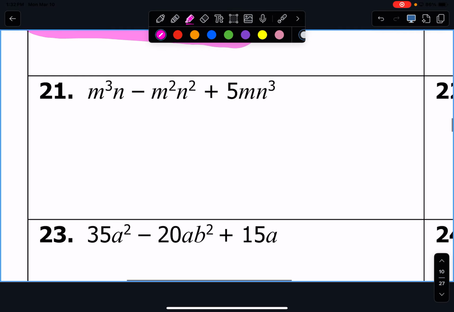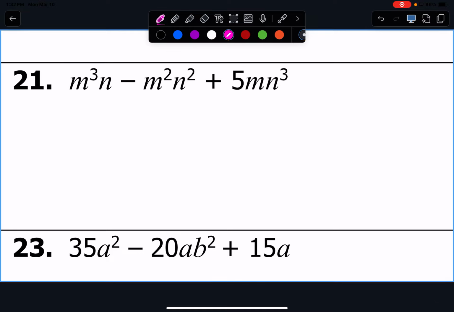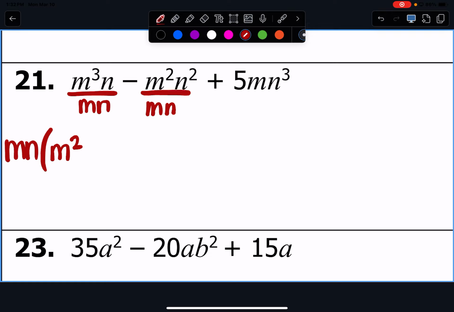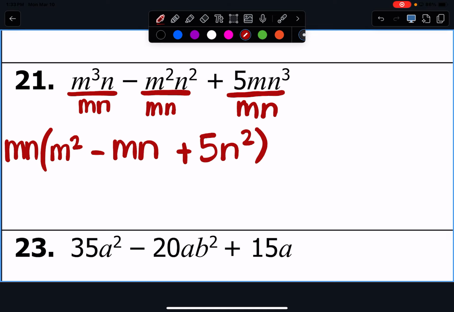All right, for 21, what's our GCF? mn. So what is m to the third n divided by mn? m squared. m squared n squared divided by mn? mn. 5mn to the third divided by mn? Plus 5n squared. And that is our answer.